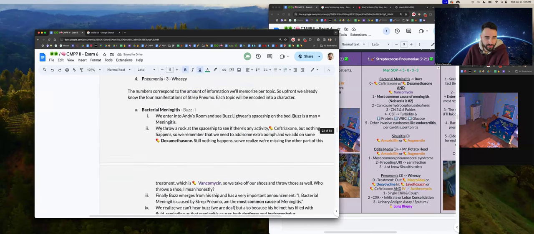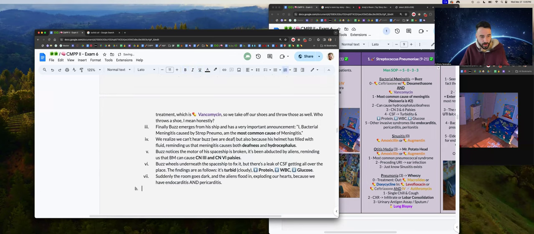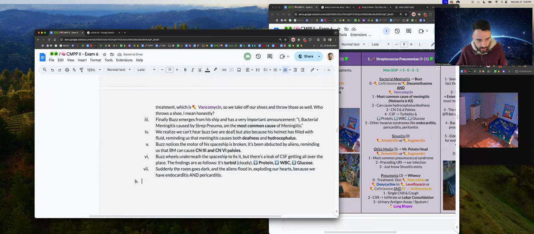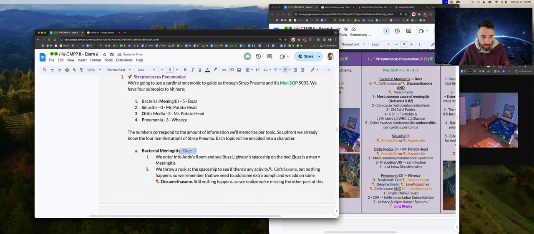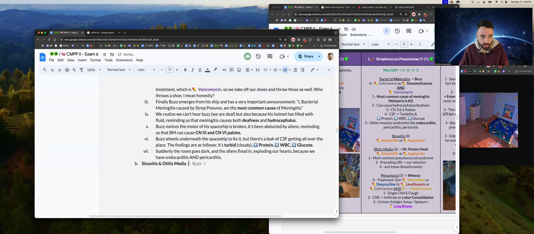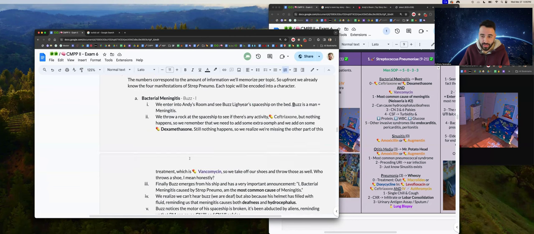Sinusitis is just the inflammation of your sinuses, right? All right. So number two is going to be sinusitis and otitis media. And that's going to be Mr. Potato Head. And you'll know why I chose him in a second. You might be piecing that together yourself.